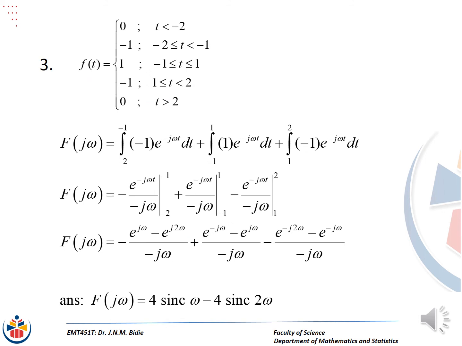Number 3 is a piecewise defined function, and we recognize that we've got 0 for t less than negative 2 and 0 for t greater than positive 2. So therefore we have a sum of 3 integrals. So we recognize the intervals in each part of that piecewise function. We do the integration, substituting the limits.